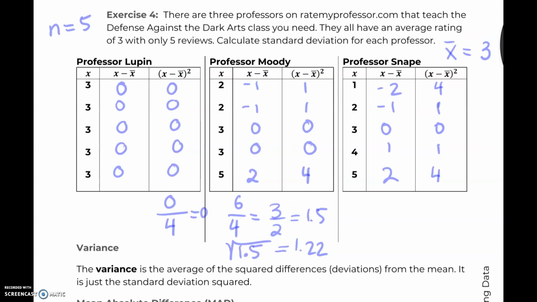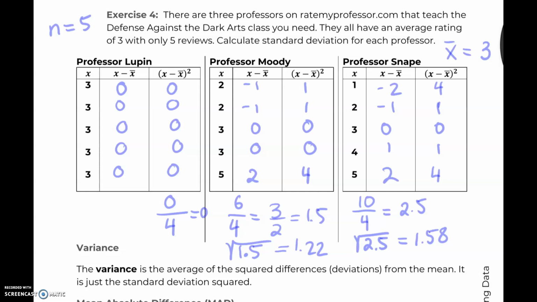Adding these together, we can see that the sum of these squared differences is a little bit larger again. So that's 10 divided by 4, which is 2.5. Taking the square root of 2.5, we get 1.58. So it looks like the third professor has the most variation because he has a standard deviation of 1.58.